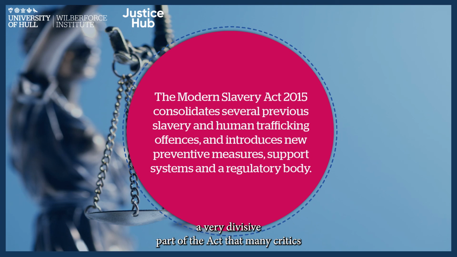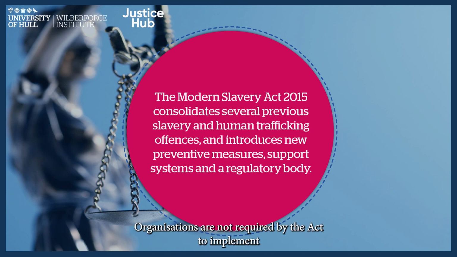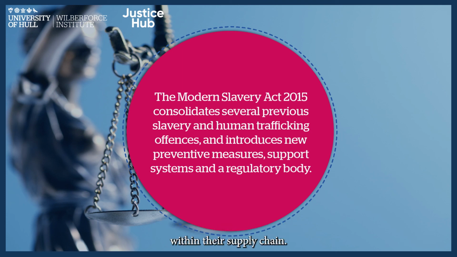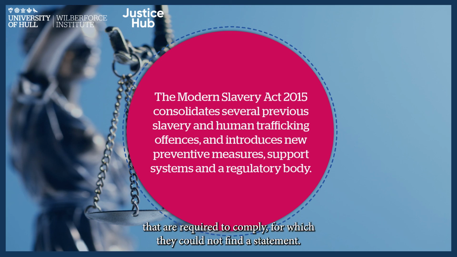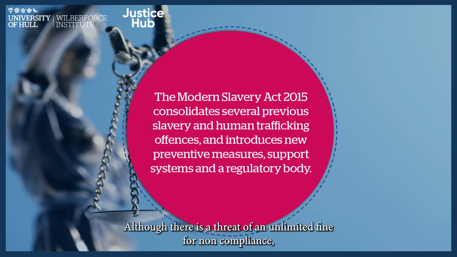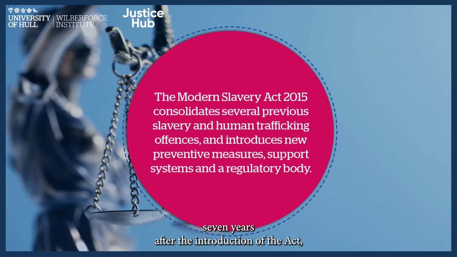A very divisive part of the Act that many critics argue does not go far enough to combat slavery in supply chains. Organisations are not required by the Act to implement any strategy to combat slavery in their supply chain. They are well within their rights under current legislation to publicly state that they are doing nothing to combat slavery within their supply chain. According to the recent TISC report, there are 5,448 UK companies that are required to comply for which they could not find a statement. Although there is a threat of an unlimited fine for non-compliance, 7 years after the introduction of the Act, no companies have received a fine.